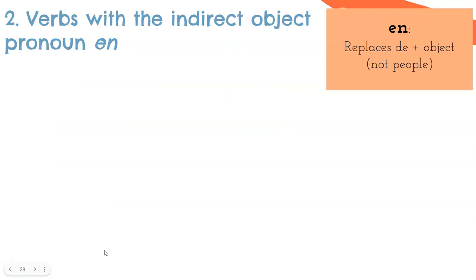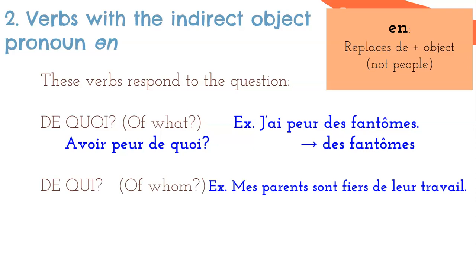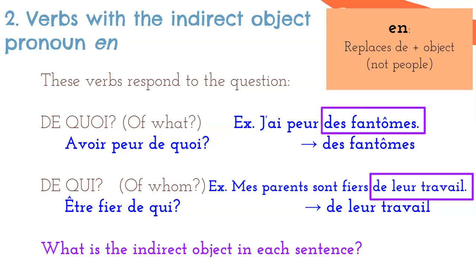The pronoun en is kind of similar, but instead of objects that are preceded by à, these are objects preceded by de. Again, though, it's an object, not people. If it's people, we're going to use the indirect object pronouns you already know and love. So, for example, we have de quoi. This is one of the questions that will be answered by an indirect object pronoun, right? Or de qui, right? Voilà. Être fier de qui. In both cases, we have an object preceded by de.